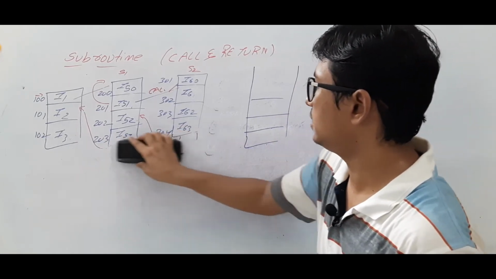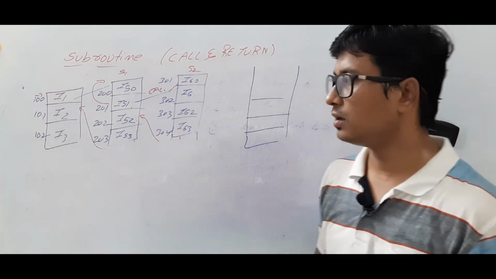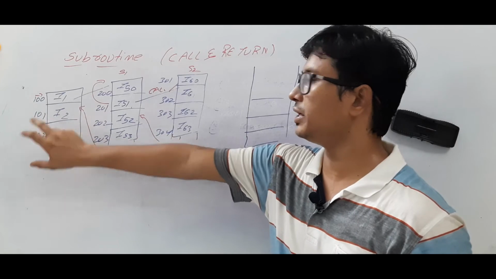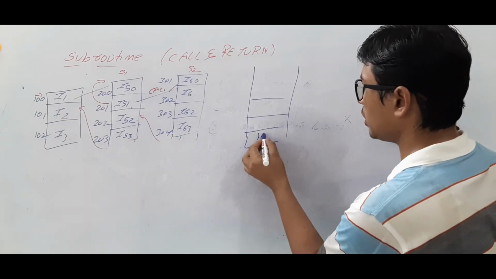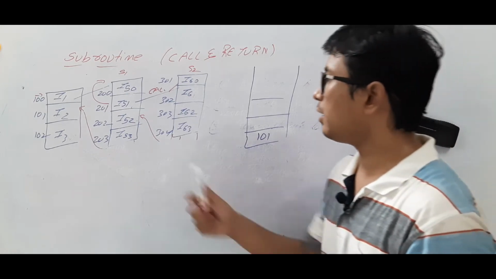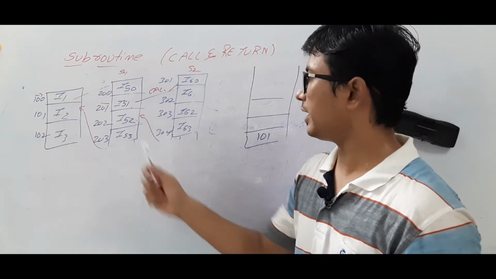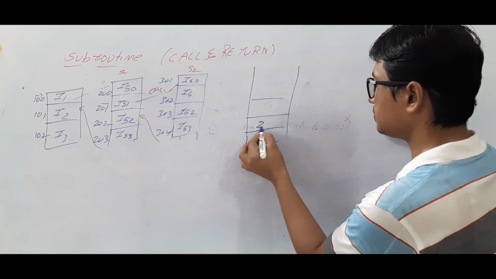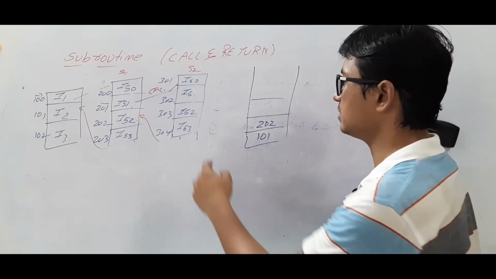Let's take that. When I am executing this instruction, my return address should be 101. Let me store 101 here. What will happen? We will see. And when we are executing this instruction, the return address should be 202. Am I right or wrong? So how will it happen? We will see this scenario.